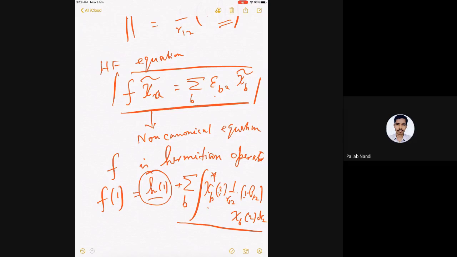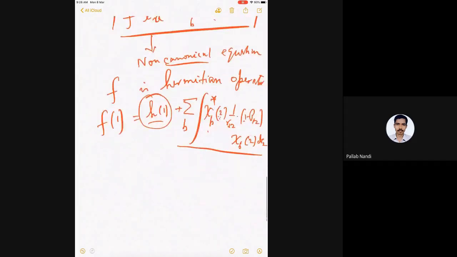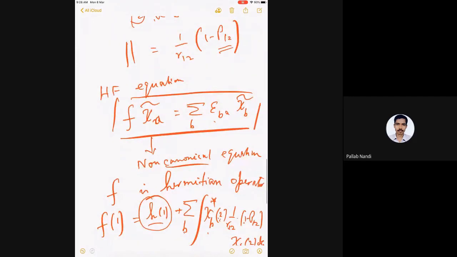Why is it called non-canonical? Oh, that is just a name. A canonical equation is when I have an eigenvalue equation, and this is not an eigenvalue equation. Don't worry about that. It's only a mathematical name. Sometimes you all get too hooked up on definitions. Try to understand the physics. The physics I'm saying is that this is the equation which is not an eigenvalue equation of the Fock operator. That is all that I'm trying to say at this point.